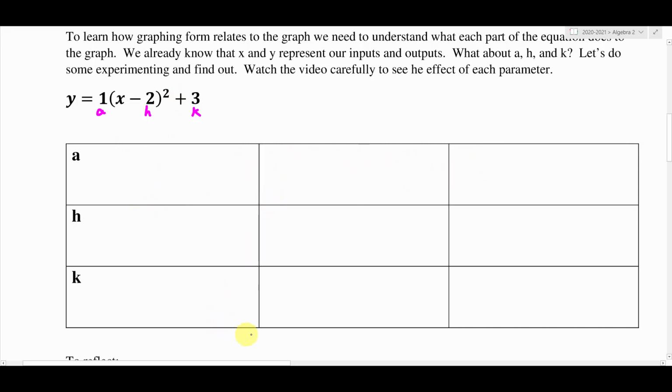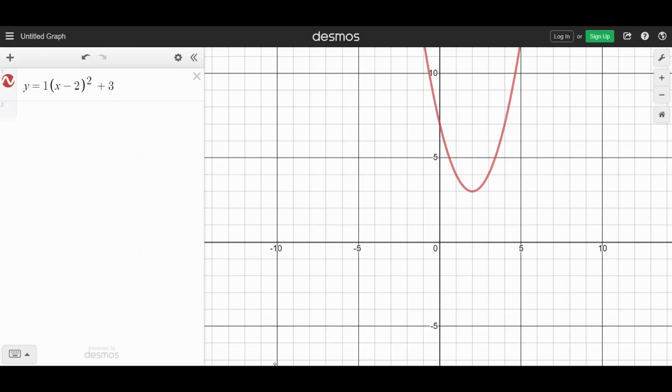Okay, so I'm going to switch over to Desmos where I have this equation typed in already, so let's go take a look. We're going to experiment with the A value first, so we're going to be changing this thing around the 1, and we're going to see what that does to our graph. Okay, so here we go on Desmos here. We're looking at our equation that we had on our notes, and we're trying to figure out what does this 1 do to our parabola over here.